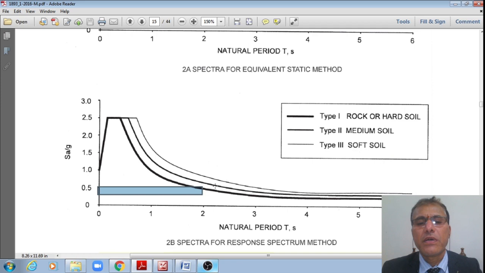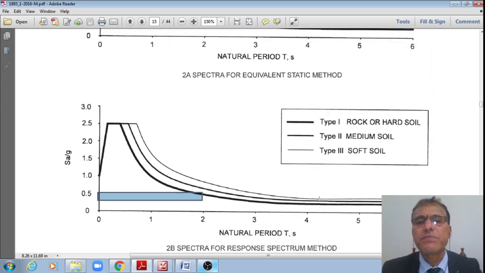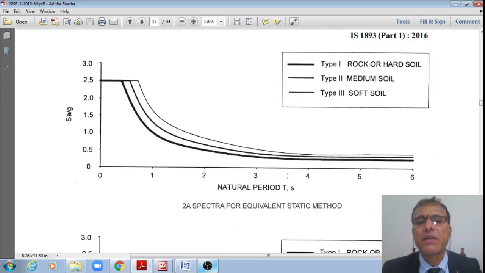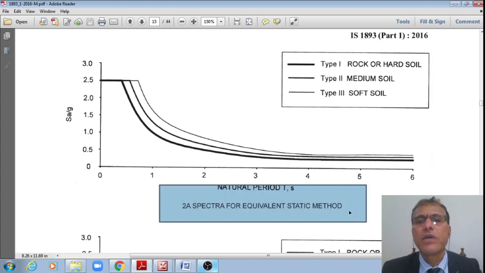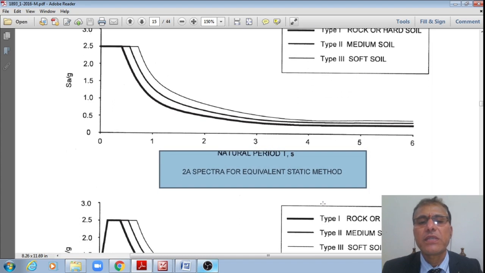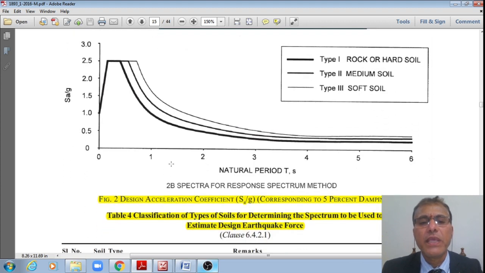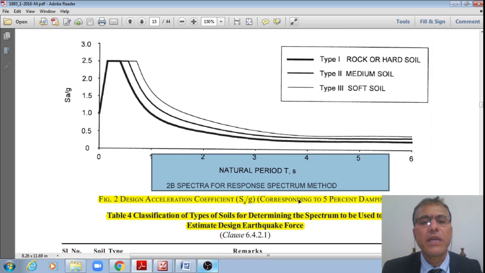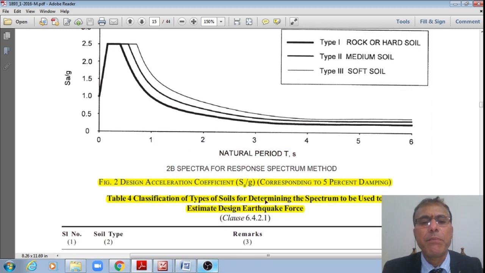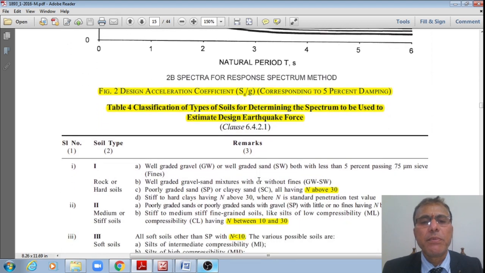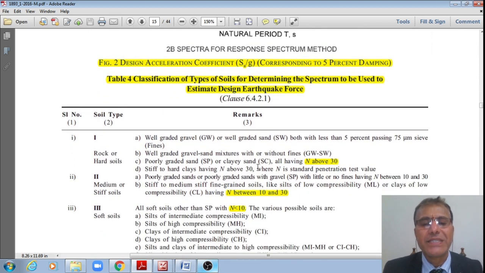That is how you can get those values. This is the spectra for the response spectrum method. Similarly, this is the spectra for the equivalent static method. There are 2 spectra given. 2A is the spectra for the equivalent static method. This 2B is the spectra for the response spectrum method. This is the design acceleration coefficient Sa/g corresponding to 5% damping. Now the next one is Table 4. I hope, student, you are understanding these discussions.